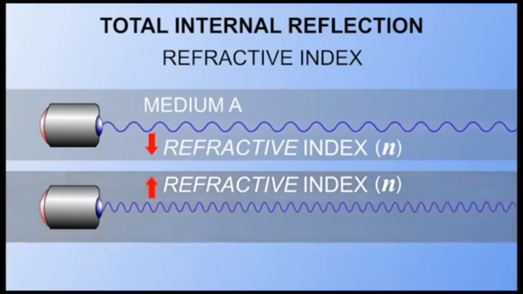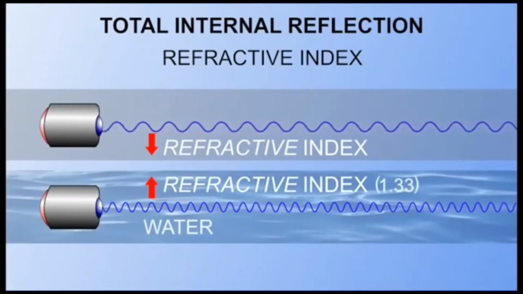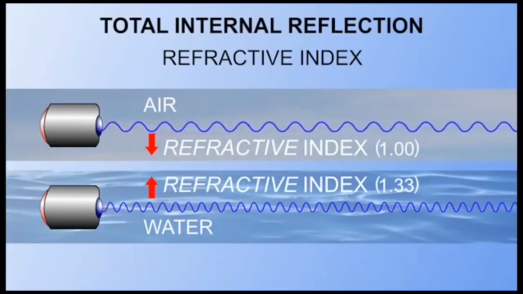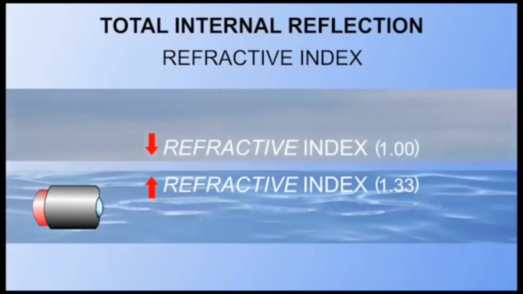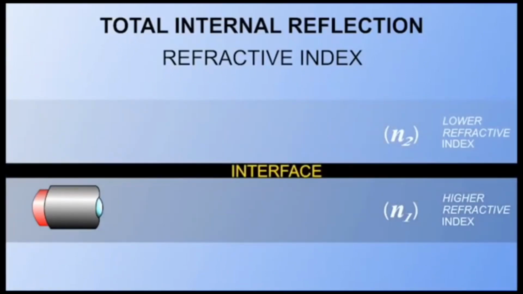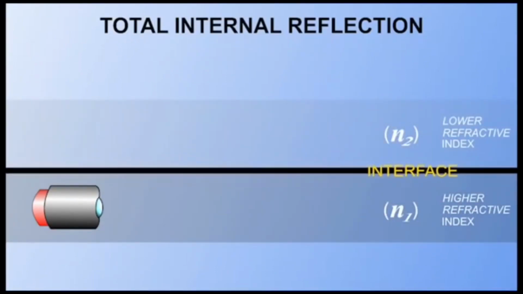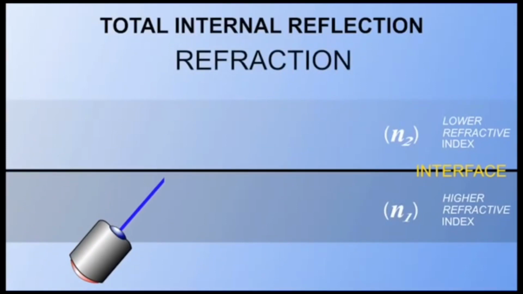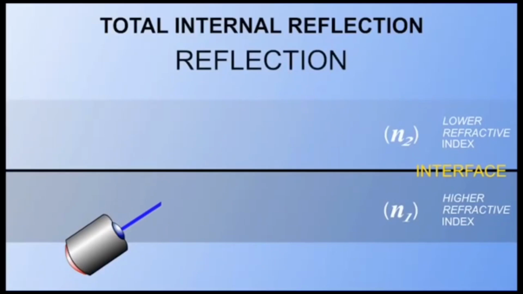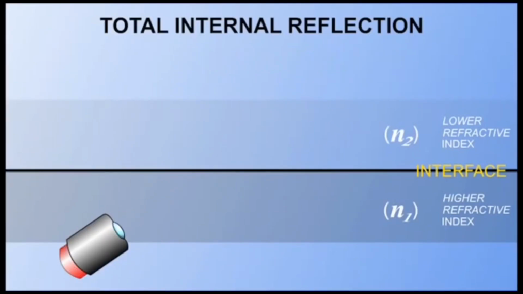For example, water has a higher refractive index than air. A wave propagating through water will travel at a slower speed than the same wave in the air. The boundary or interface between two mediums is where the refraction and reflection occurs. Refraction is the bending of the light wave as it passes from one medium to the next. If the second medium prevents light from passing through the interface, reflection occurs.